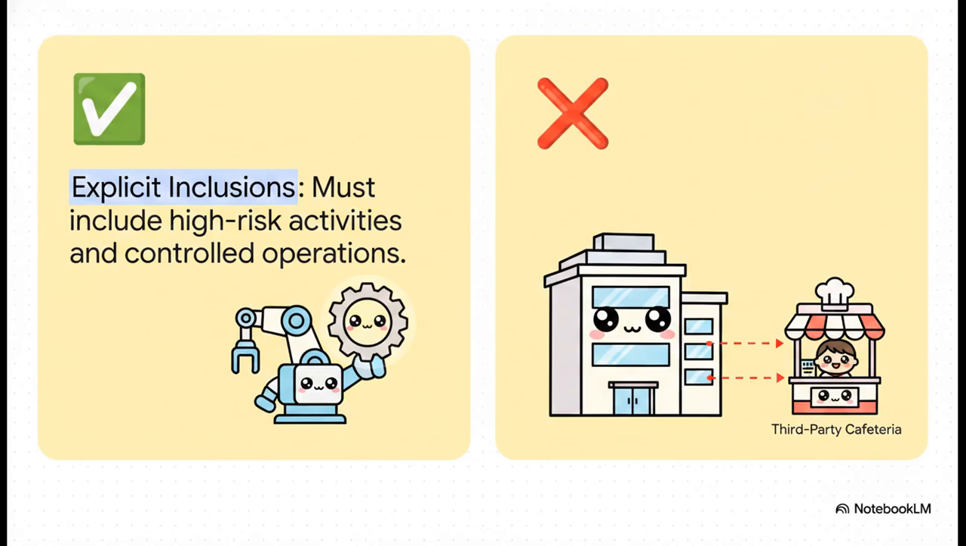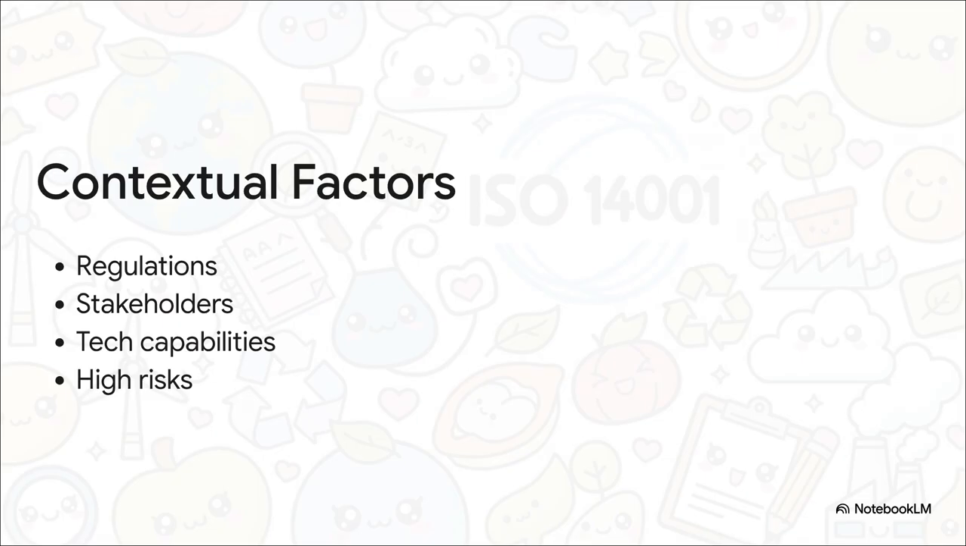Explicit exclusions, on the flip side, are where certain activities are left out. Now, an exclusion is only justified if the organization genuinely lacks control or environmental influence. For example, a third-party cafeteria operating inside an office building where the host company has zero authority over food sourcing or waste disposal. That might actually be a valid exclusion. But auditors don't just take an organization's word for it.